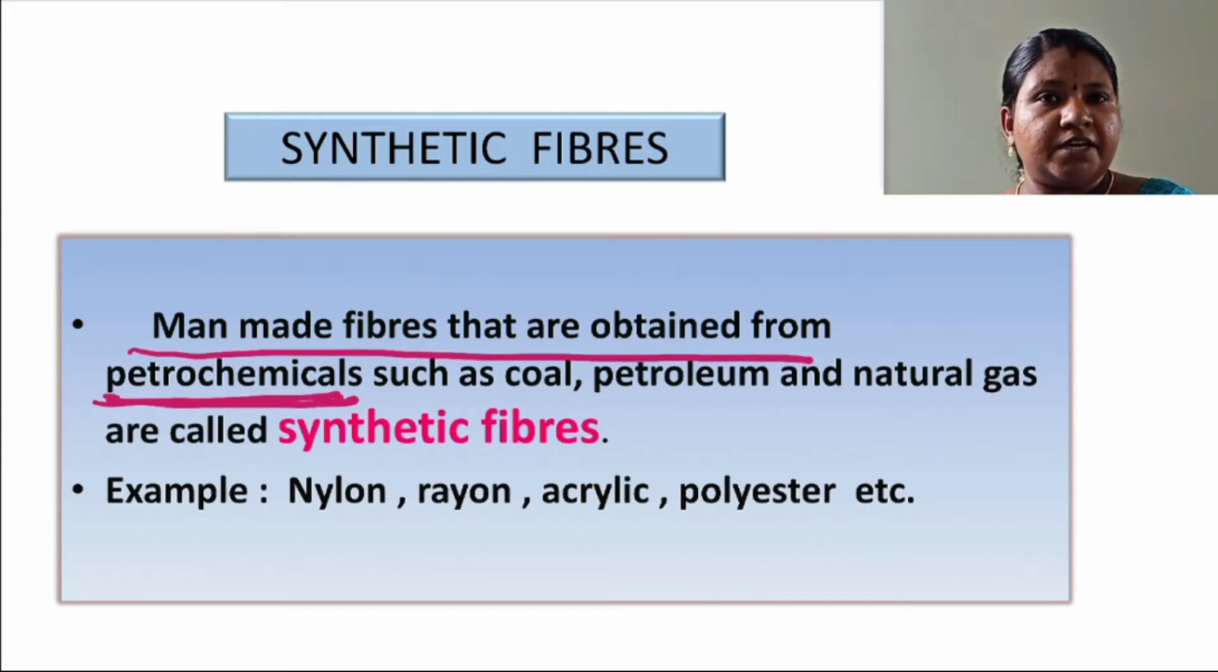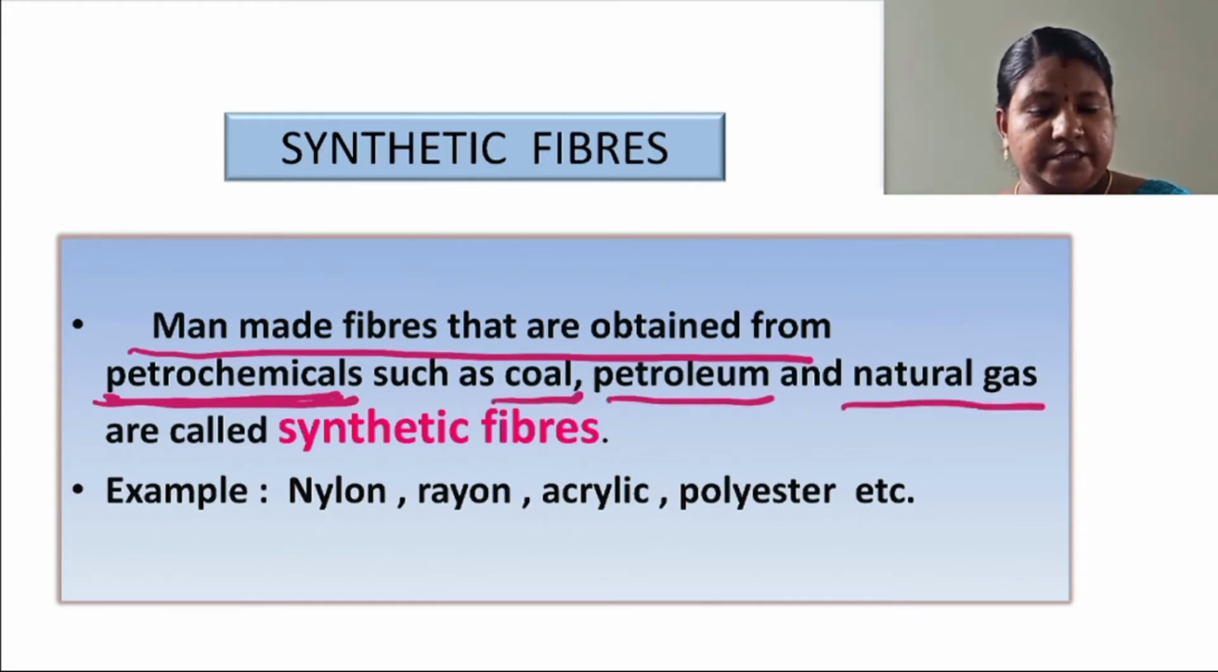What do you mean by petrochemicals? Coal, petroleum and natural gas. Right. All these we get from the fractional distillation of crude oil. So that's the source. From the oil wells we get the crude oil. From that crude oil we do the fractional distillation process to separate many useful products. All those products are called petrochemicals, which we obtain from the crude oil.